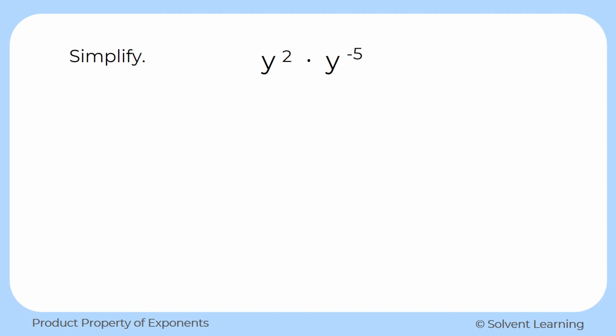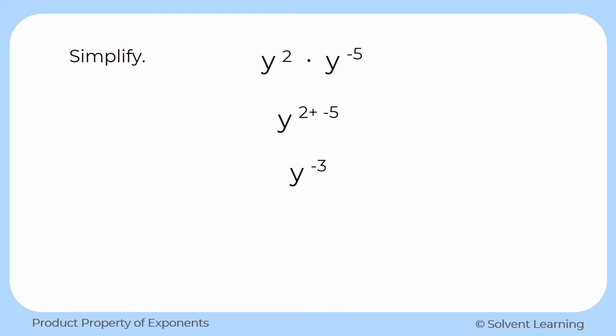In this example, we have y squared times y raised to the negative 5th power. Even though we have a negative exponent there, the process is still the same. The exponents have the same base of y, so that allows us to be able to multiply these expressions together. So we keep our base the same as y, and we add the exponents together. 2 plus negative 5. And when we add those exponents, we get y raised to the negative 3. And we could stop here.